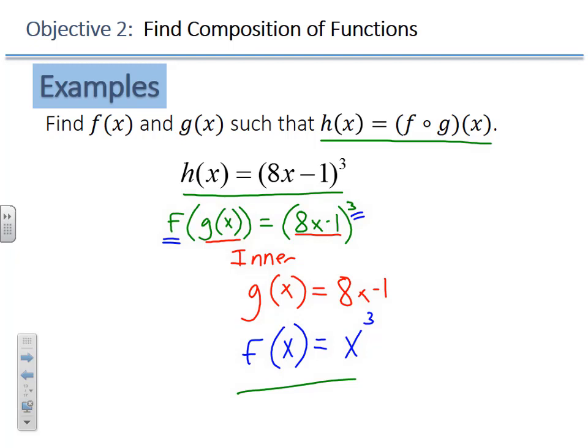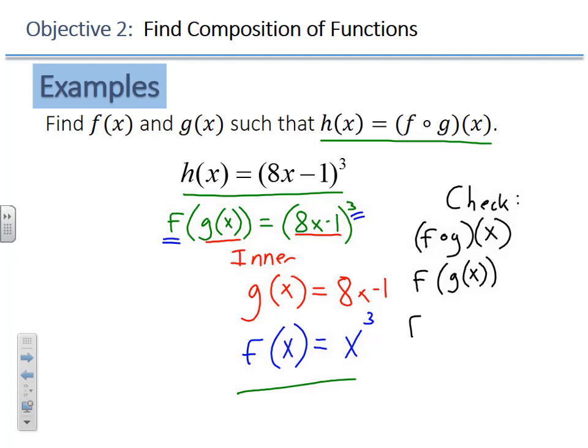Now you can check that with very little trouble. Go back and make sure it actually works. Let's check to verify that f of g of x actually gives us our h of x function. So f of g of x is the same as f of 8x minus 1, which we said is g of x. And our f function says take that value and cube it, and so that would be (8x minus 1) cubed. Sure enough, we got h of x.